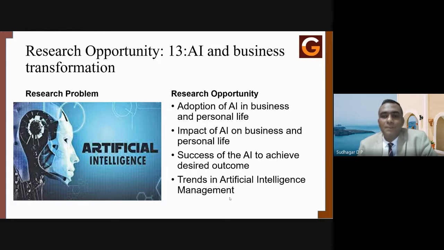Impact of AI on business and personal life also could be considered as one of the research opportunities. Success of the AI to achieve desired outcome. Is it possible for artificial intelligence to achieve a desired outcome? Could be considered as one of the opportunities.